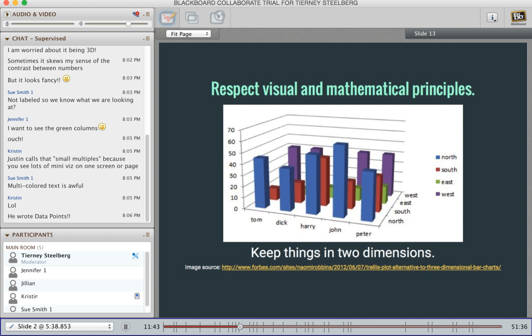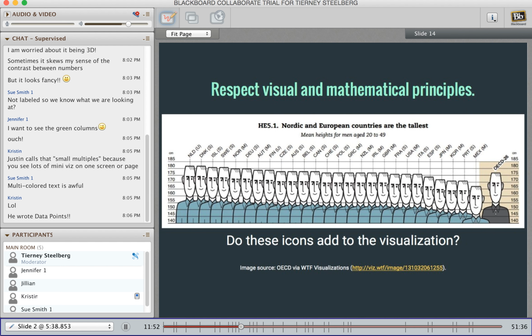What do you think of this chart? Do these icons add to this bar chart of the mean heights of men in different countries? Let me know in the chat.